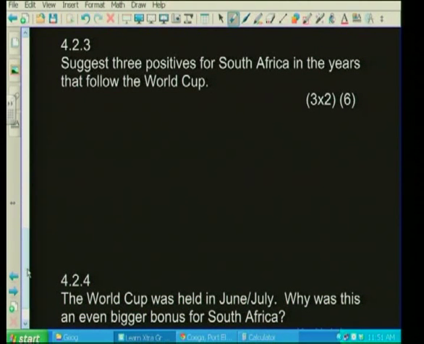4.2.3, suggest 3 positives. What were the good things for South Africa in the years that follow the World Cup? Now remember, in a question like this, we are getting into an aspect of the paper where your opinion or your ideas are obviously flexible and allowed, but make sure that you explain yourself clearly and that you write sensibly so that they accept your viewpoint or your ideas in the answer to these questions. There's no necessarily right or wrong answer here, but make sure that you convince the marker by writing clearly and sensibly so that they give you the marks.